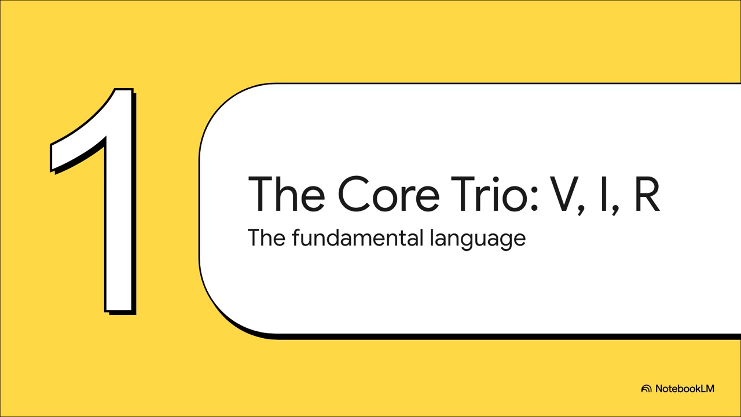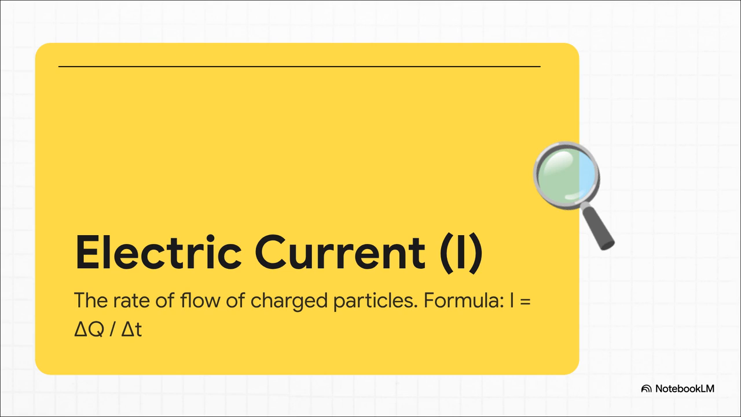You've got to get your head around these three concepts: current, potential difference, and resistance. Seriously, they're the alphabet we use to spell out everything that happens in a circuit. First up, current, which we call I. Think of it like water flowing in a pipe. Current is just how much water, or in our case, charge, flows past a single point every second. The formula, I equals delta Q over delta T, is just the math version of that. How much charge, Q, passes in a certain amount of time, T.